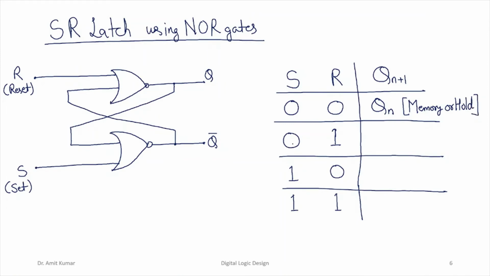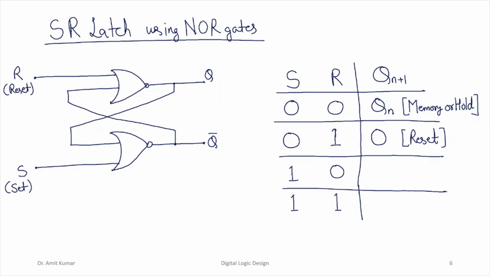If S is 0 and R is 1, since R is the reset input and S is the set input, in this particular case the output is always going to be in the reset state irrespective of its previous value. That is why we call this the reset state. Irrespective of the previous value of the output, whether it be a 0 or a 1, if S is 0 and R is 1, it is always going to be in the reset state. The output is always going to be reset.